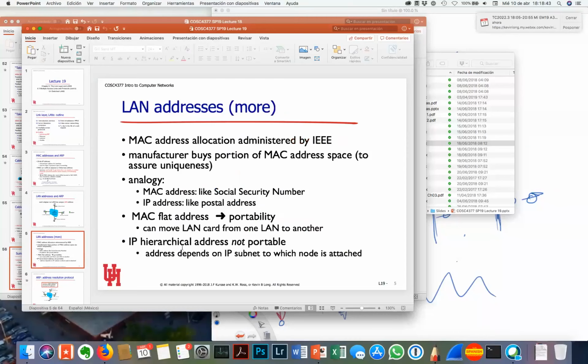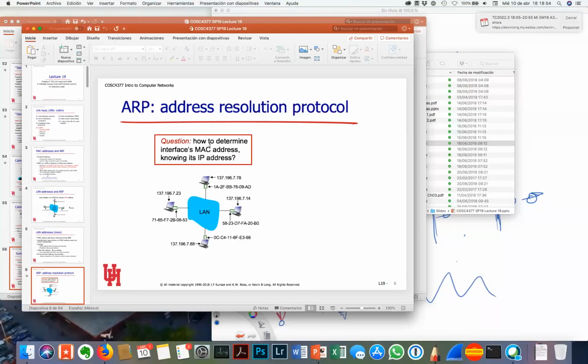All right, more on LAN addresses. It's managed by the IEEE. There's a fairly large address space. It's completely portable. You can move from one LAN to the other. IP addresses change when you move from one spot to the other. Your hardware address does not.